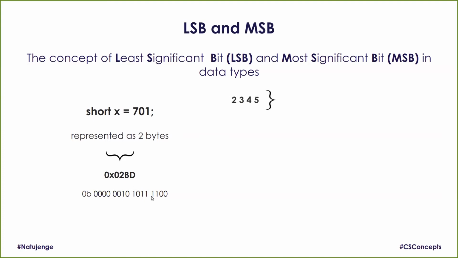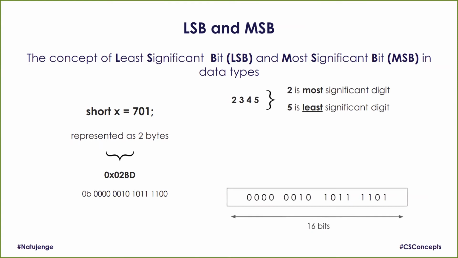Now, when you talk about significant, it's not a new concept. You probably learned it in your lower levels of education. In Kenya, when you're in primary school, you must have learned about 2 in this number, 2,345, being the most significant digit and 5 being the least significant digit. In the same way, when you're looking at the same bits as represented on the screen, the bit to the right is the least significant bit and the bit to the left is the most significant bit.